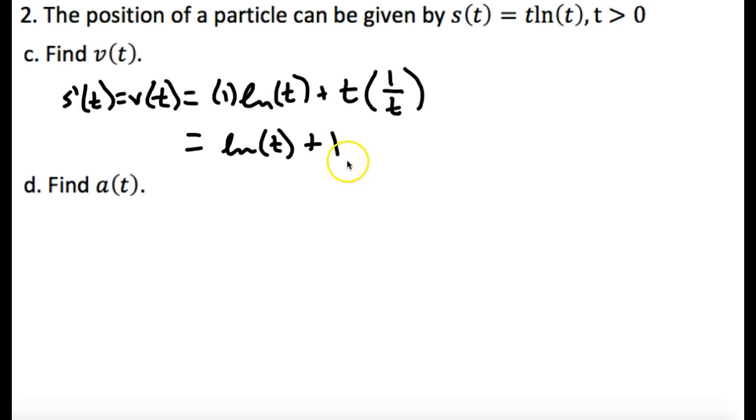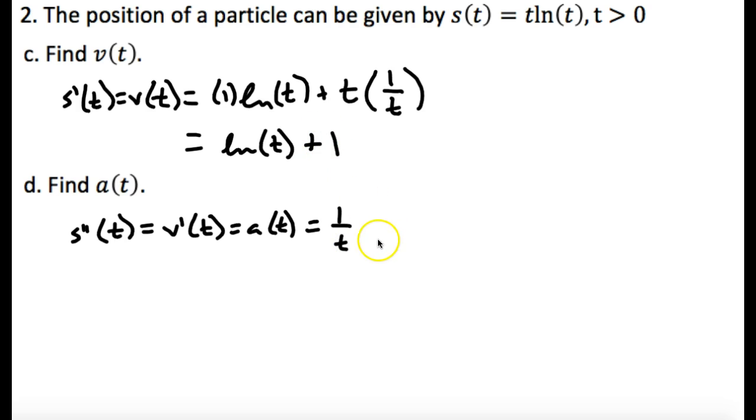So now I want to take the derivative of this, right? The second derivative of position is the first derivative of velocity, which is acceleration. So the derivative of natural log of t is 1 over t. The derivative of 1 is 0. So my acceleration is just 1 over t.